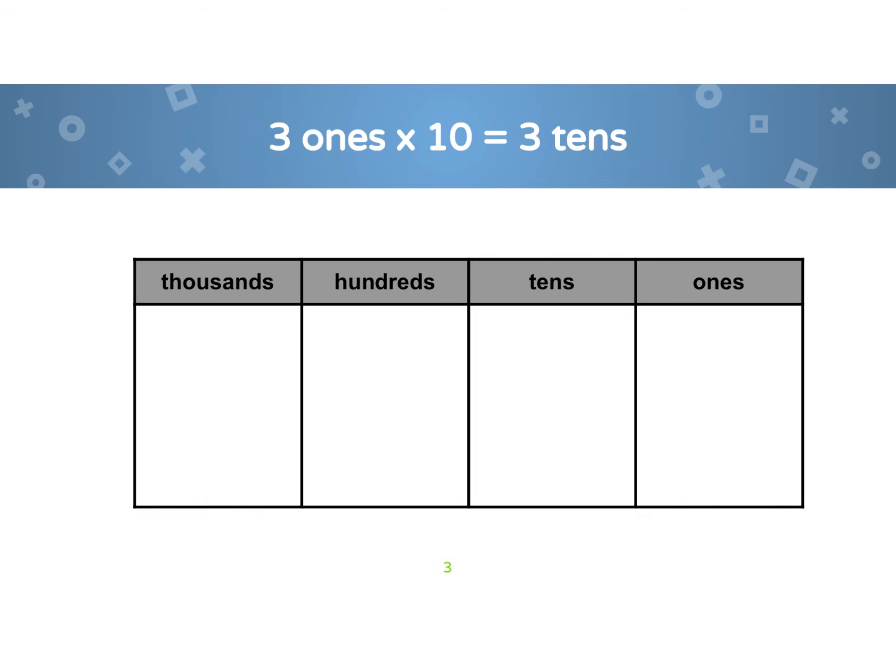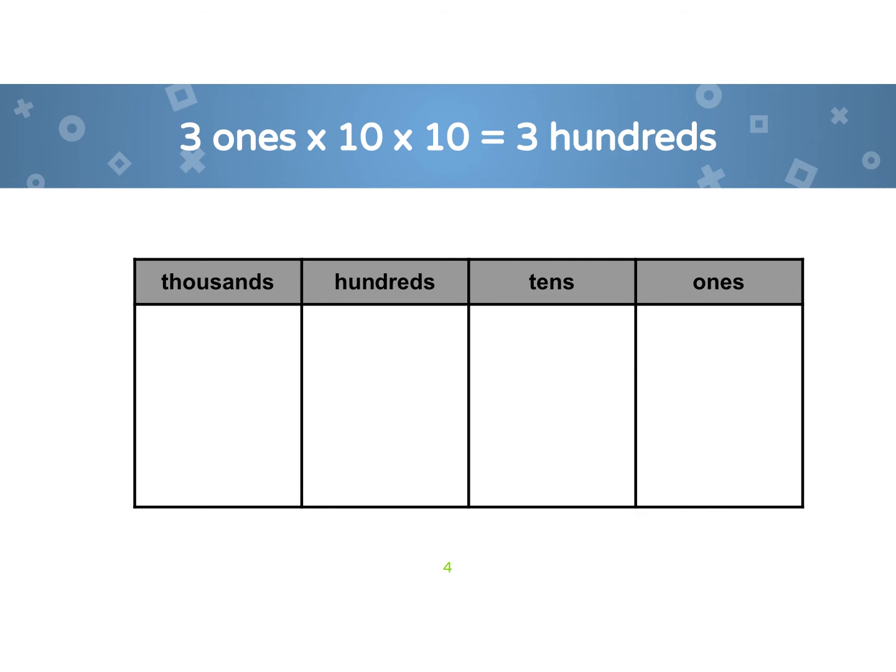This is a pretty simple problem like we did in class today. I'm going to show you first 3 ones, and then we're going to multiply by 10. Remember, multiplying by 10, we just cross the place value line. So if I take my 3 ones and multiply times 10, that's 3 tens, or I can say I have 30.